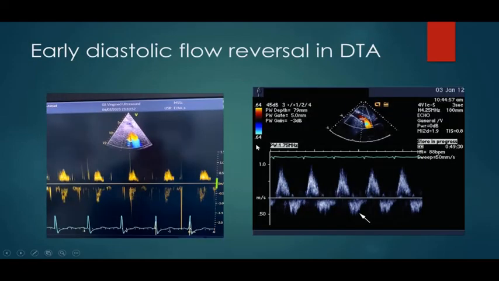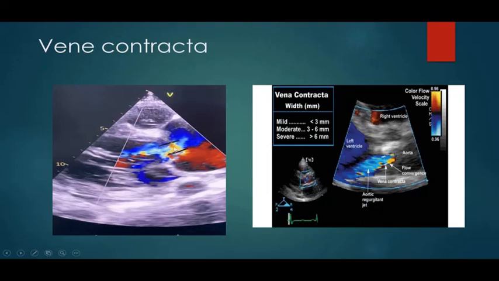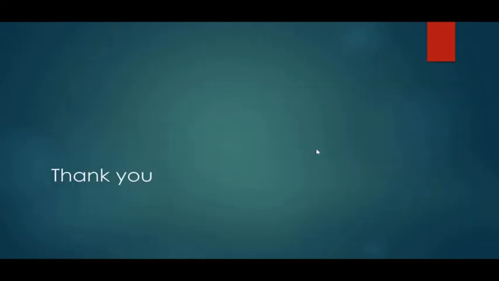As the severity of the aortic regurgitation increases, there will be diastolic flow reversal in the descending thoracic aorta. There is a reverse waveform which we see here, that is early diastolic flow reversal, and that indicates a severe aortic regurgitation. The vena contracta across the aortic valve is measured to assess the severity of aortic regurgitation: mild is less than 3 mm, moderate is 3 to 6 mm, and severe aortic regurgitation is more than 6 mm. This is how we assess aortic regurgitation using transthoracic echocardiography.